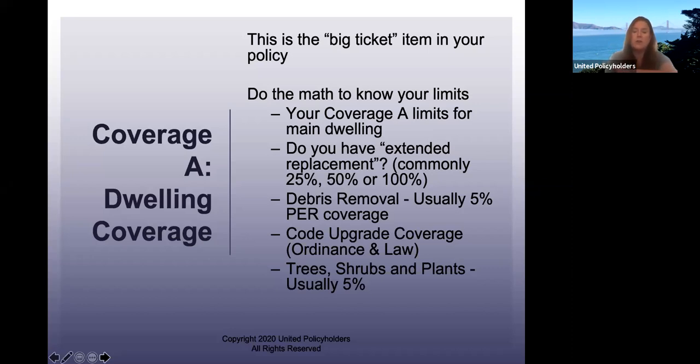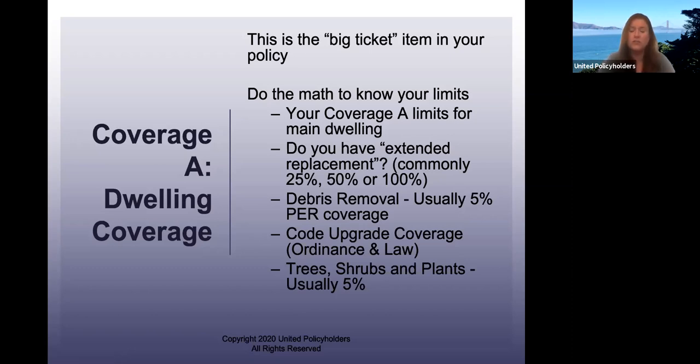So these were added on. Look at your debris removal coverage. You guys have gone into a lot of that with your various towns and municipalities. We're going to talk about code upgrade coverage, and then you've got some trees, shrubs, and plants coverage. I'm not going to really touch on trees, shrubs, and plants other than to say, read your policy.